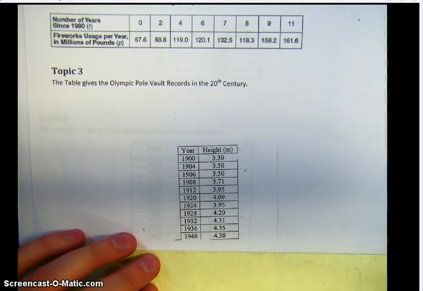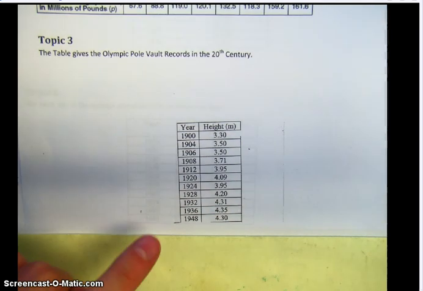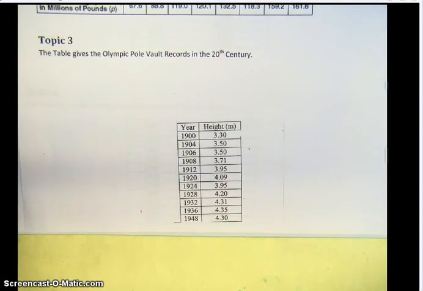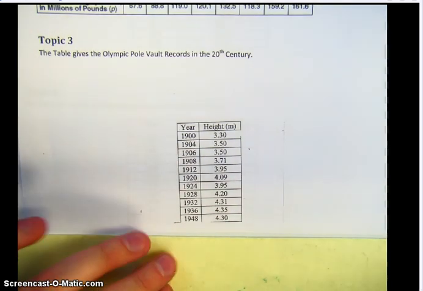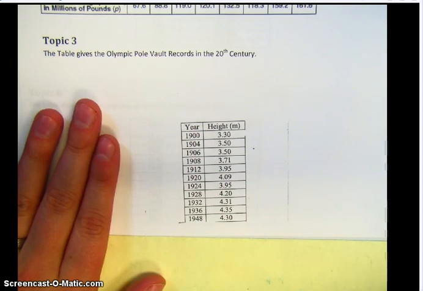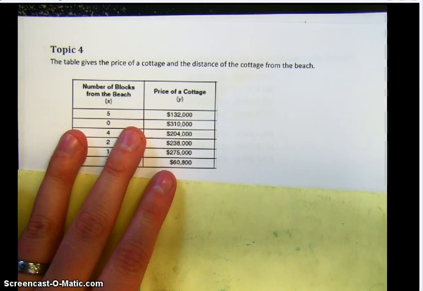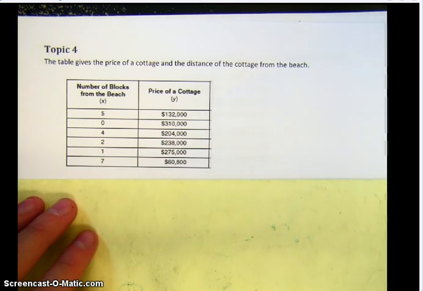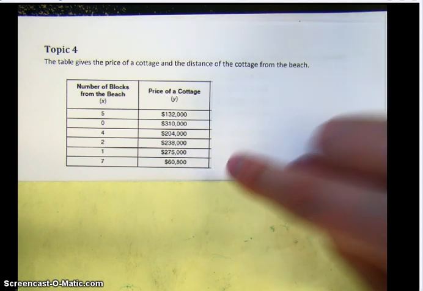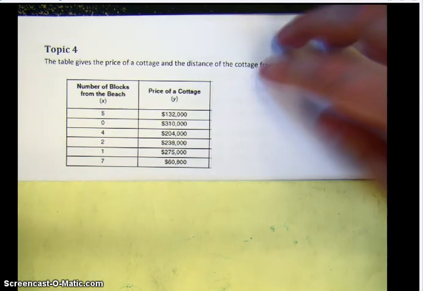Topic 3 is looking at the Olympic pole vault records in the 20th century. Notice that this goes from 1900 to 1948. You will get to predict the rest. So if you're interested in track and the Olympics, that's a good one for you as well. Topic 4 is looking at the prices of cottages versus how far away they are from the beach. So if you want to live in a beach house, this might be a good one to look at.